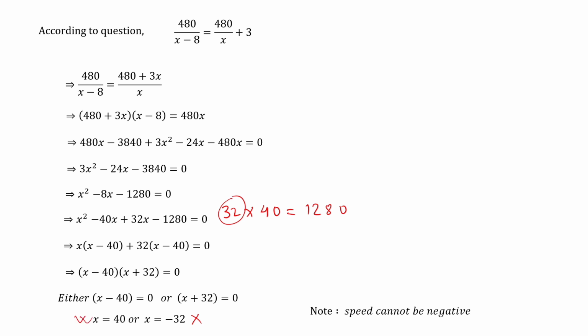If you remember, in the beginning I said let x be the speed of the train. So here we find the value of x is equal to 40. Therefore, the speed of the train is 40 kilometers per hour.